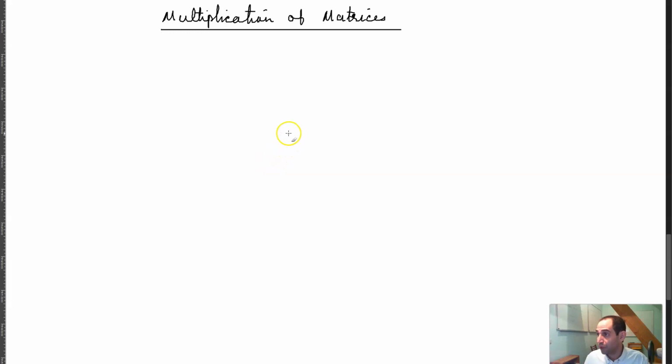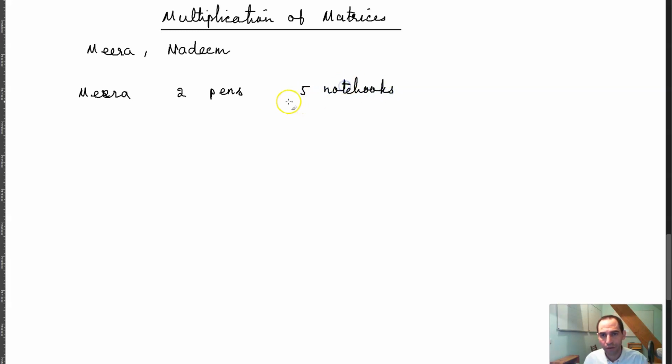So now let's go through this example to understand the concept of matrix multiplication. Suppose that we have two friends, Mira and Nadim. Mira and Nadim want to buy some stationery supplies like notebooks, pens, and things like that. So Mira needs 2 pens and 5 notebooks, right?